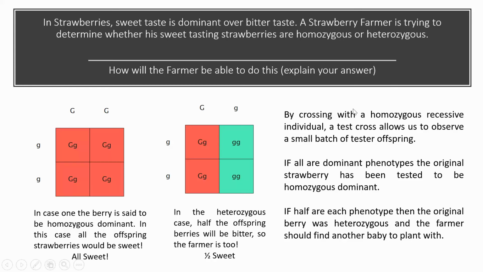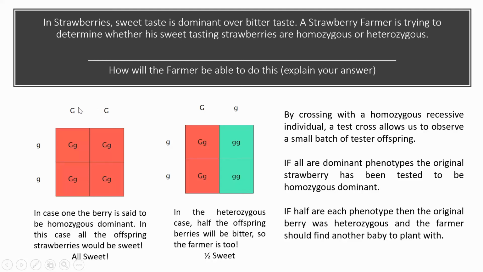Okay, so don't look over here just yet. But what we're seeing is two scenarios, a case 1 and a case 2, for how our cross could go here. So we're going to cross it with a homozygous recessive tester. Those are these little g's and these little g's. So either way, we're crossing it in the same capacity.